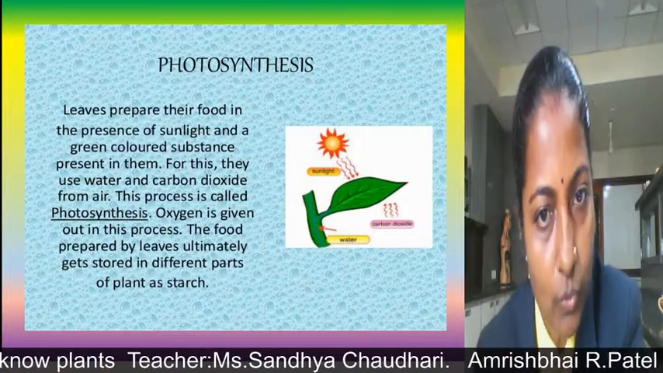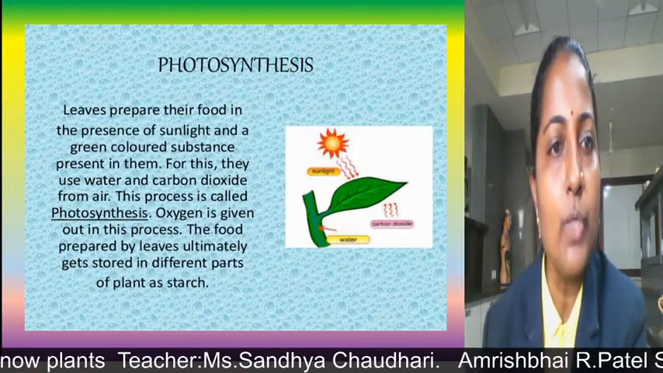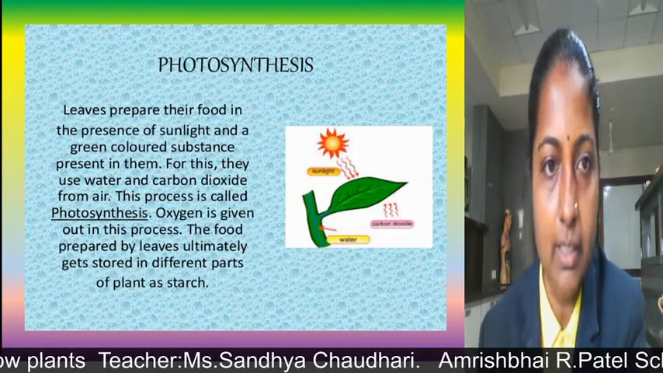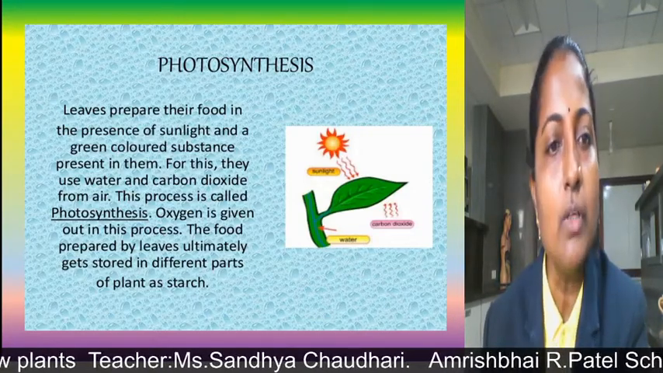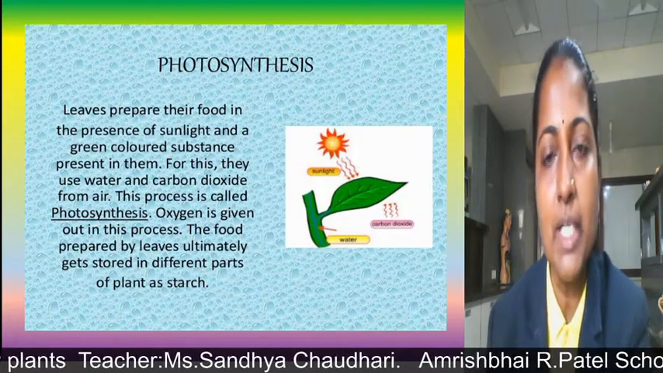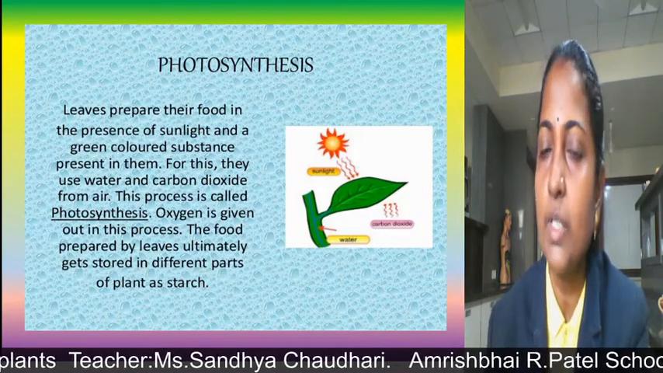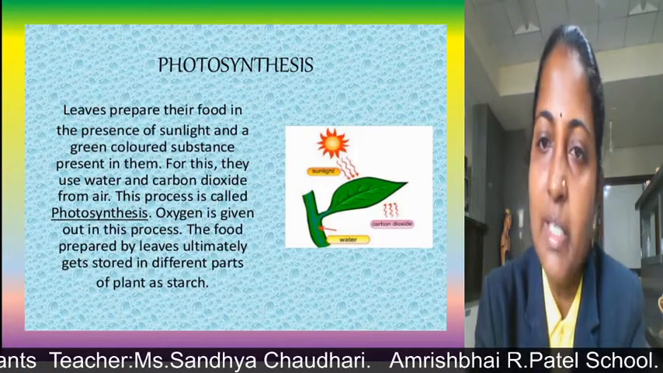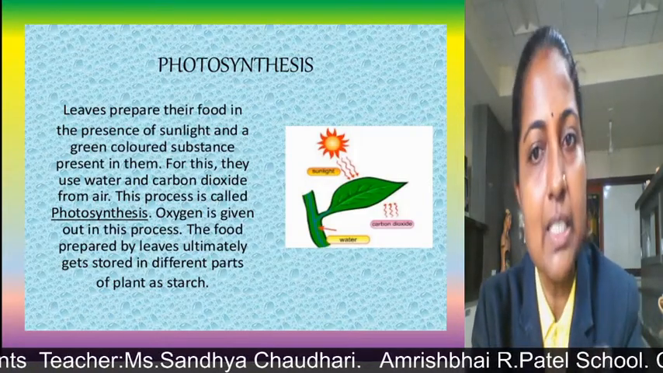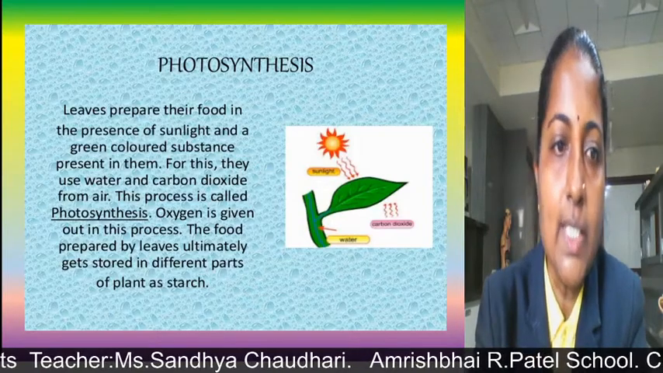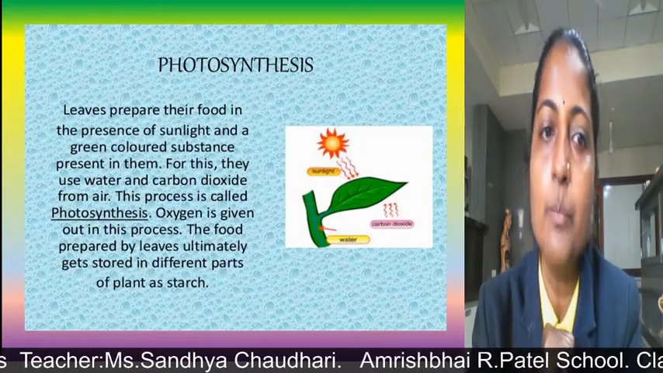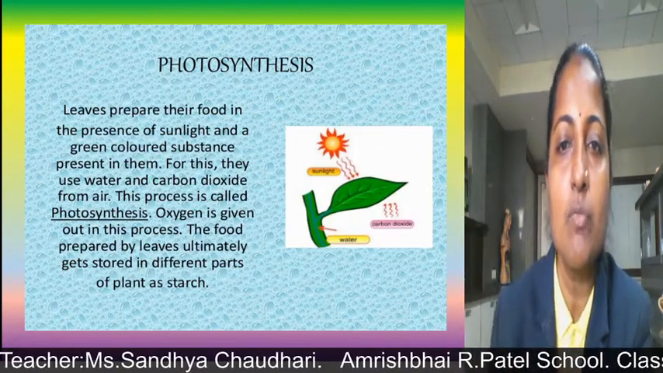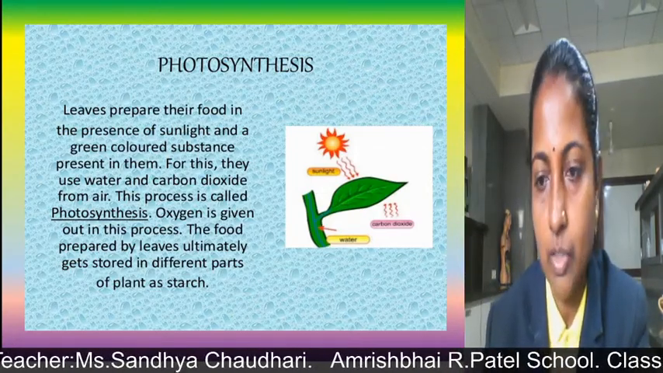We will see about photosynthesis. Leaves prepare their food in the presence of sunlight and a green colored substance present in them, that is chlorophyll. For this, they use water and carbon dioxide from the air. This process is called photosynthesis. Photo means sun's rays and synthesis means to prepare. Oxygen is given out in this process. The food prepared by the leaves ultimately gets stored in different parts of the plant as starch.